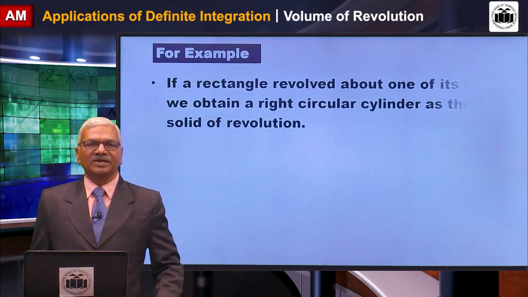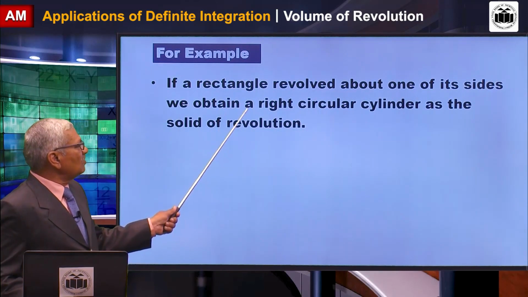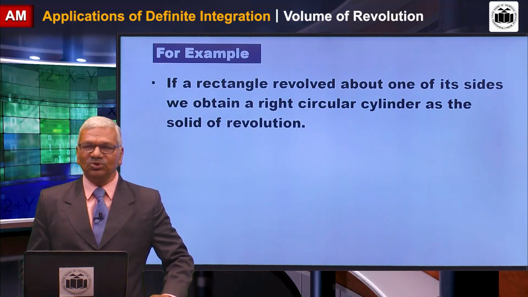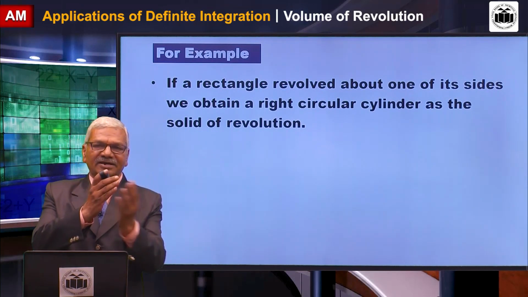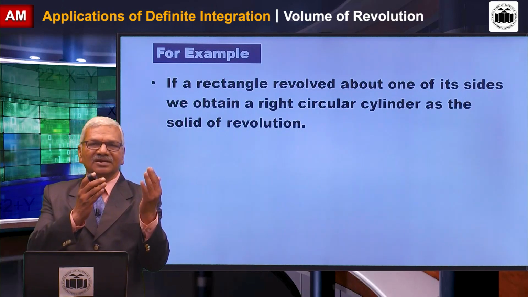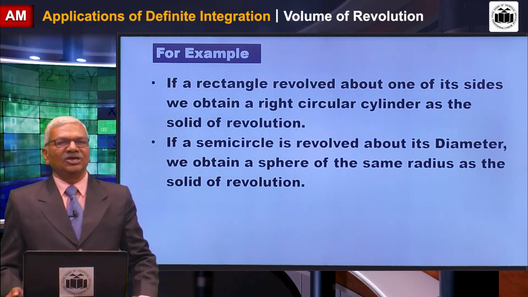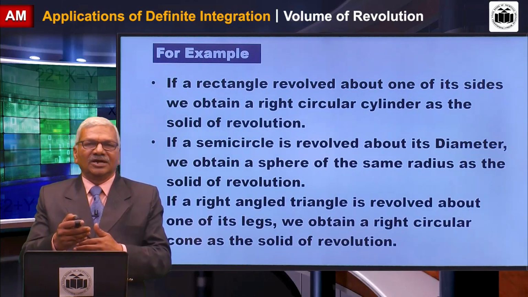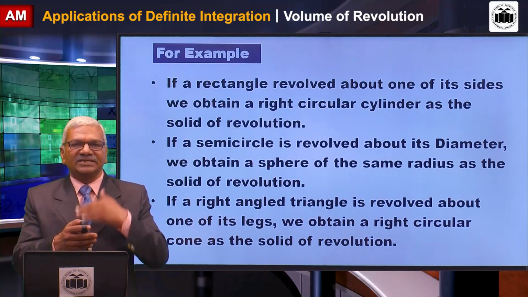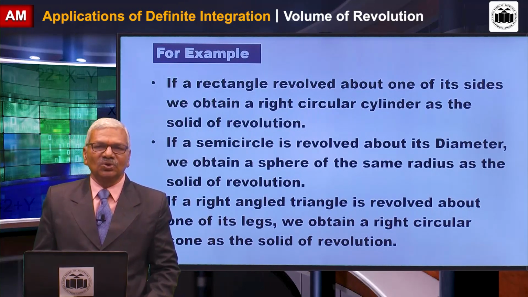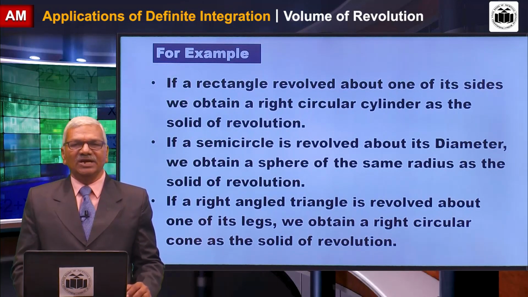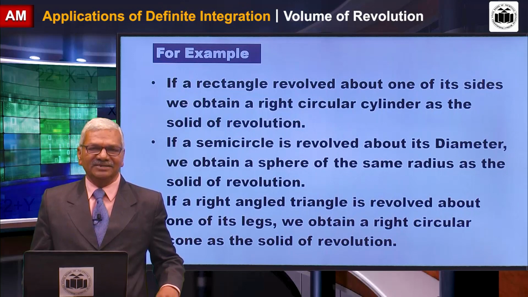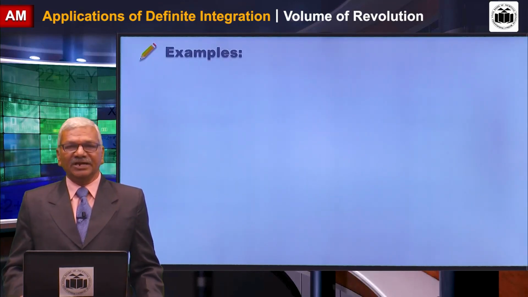Now, see some examples. If a rectangle is revolved about one of its sides, we obtain a right circular cylinder as the solid of revolution. You know rectangle? If you revolve the rectangle about one side, it forms a right circular cylinder. If you take a semicircle and revolve it about x-axis, it forms a sphere. If a right angle triangle is revolved about x-axis, we can get a right circular cone as the solid of revolution. In this way, we can find different types of solids by revolving different areas about x-axis or y-axis. So students, let us have some examples.